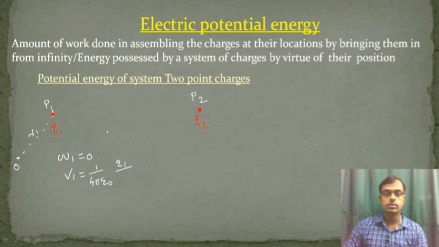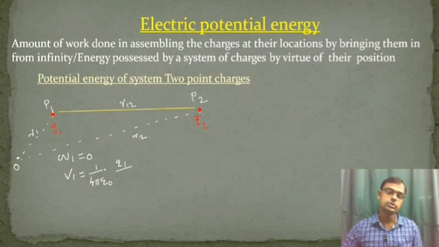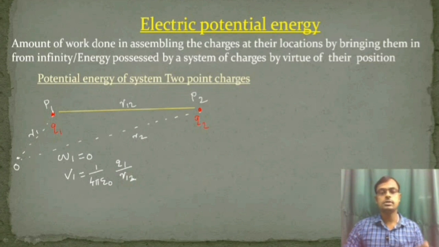If you draw O to P2, you take it as R2. Then what is the distance between P1 and P2? If you are using vector notation, you can write R12. We are not using vector notation here, so you write the distance as R12. So V1 is equal to 1 by 4 pi epsilon 0 Q1 divided by R12.